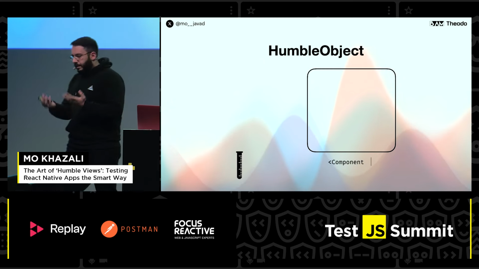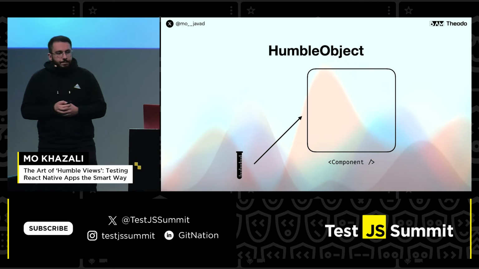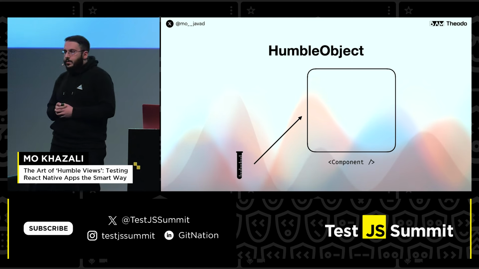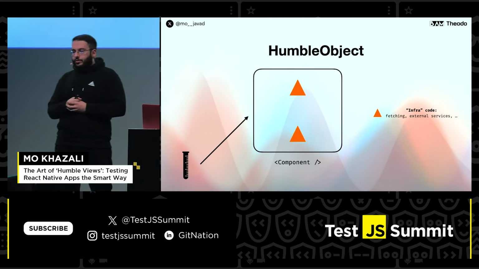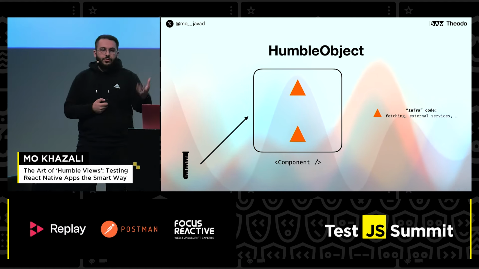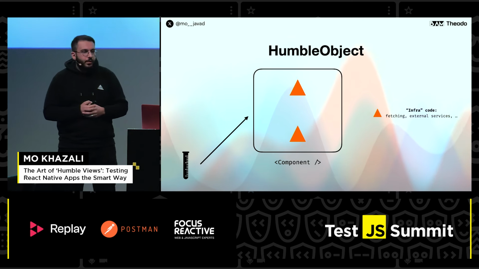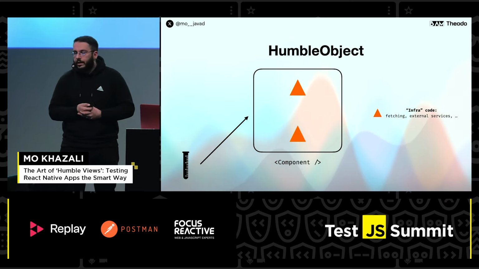So let's say we have a component, and you want to test this component, right? A typical React component can have many things within it. On one level, you can have infrastructure code. What do we mean by that? It's fetching stuff. It's external services. Maybe you're calling a Sentry, maybe you're calling your Google Analytics. They can all live within a component, and sometimes you'll find that they do in the wild.